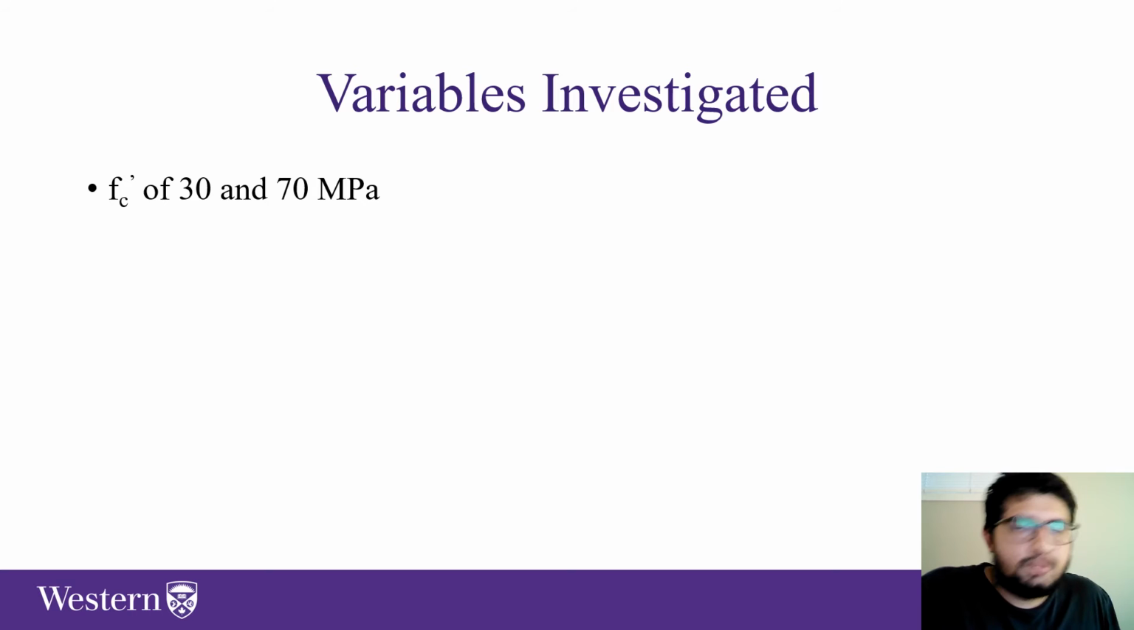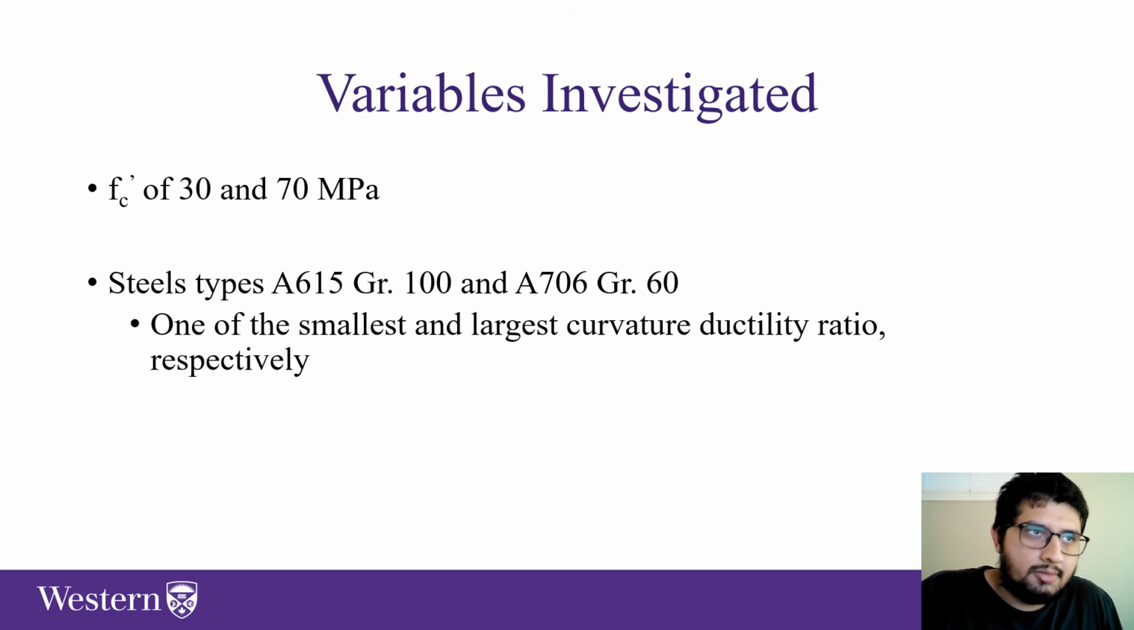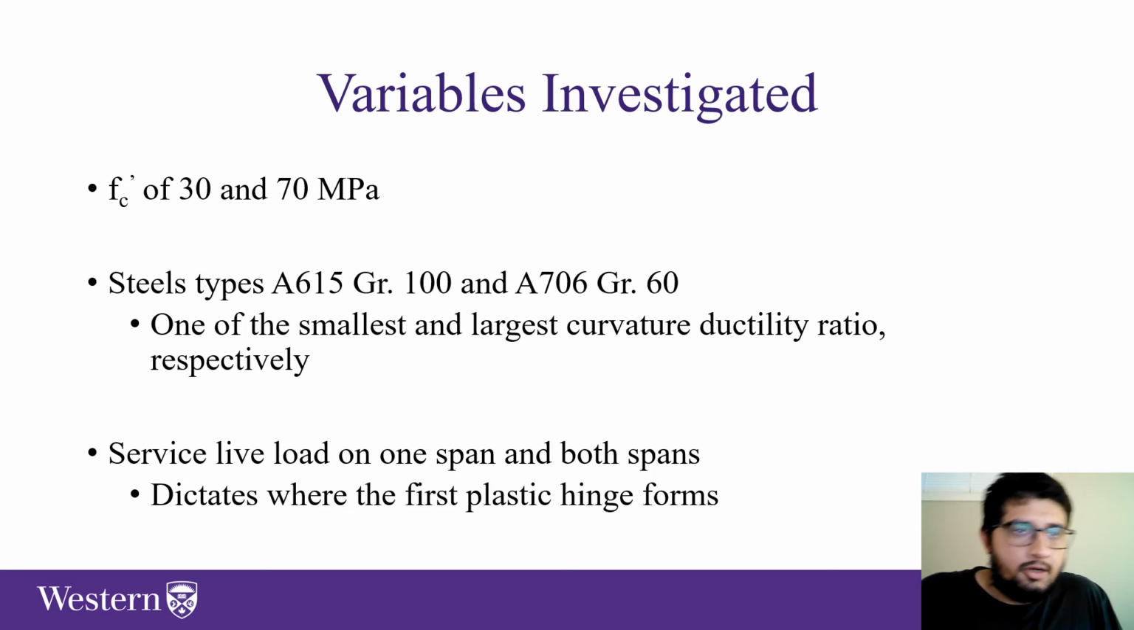So the variables that were investigated were concrete compressive strengths of 30 and 70 MPa, steel types A615 grade 100 and A706 grade 60, and these were selected because A615 grade 100 has the smallest curvature ductility, A706 grade 60 has the largest curvature ductility, and also we're applying live loads on one span and on both spans.